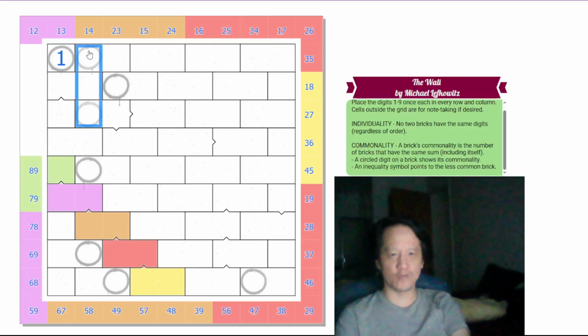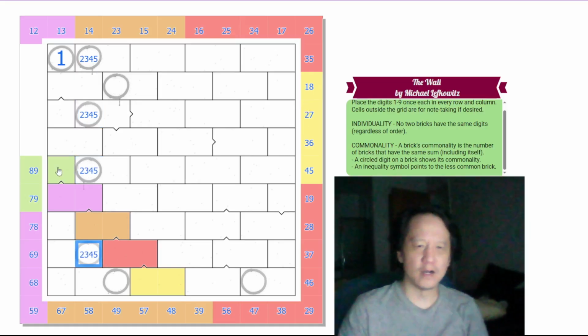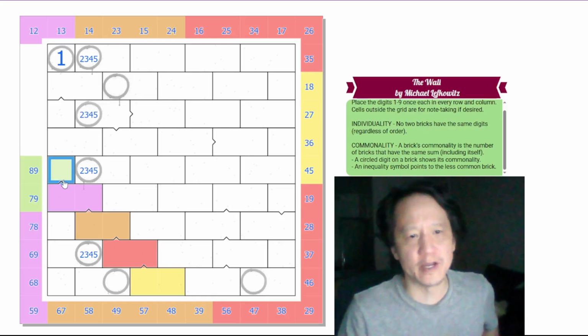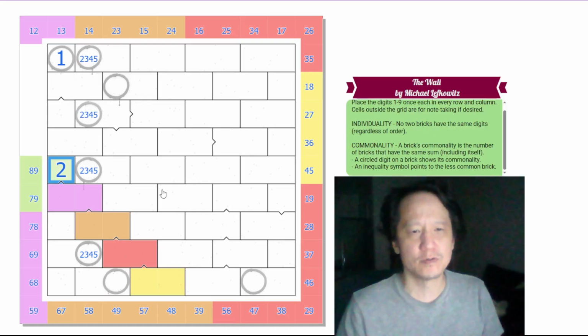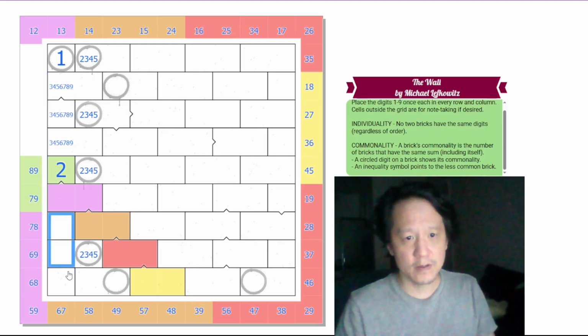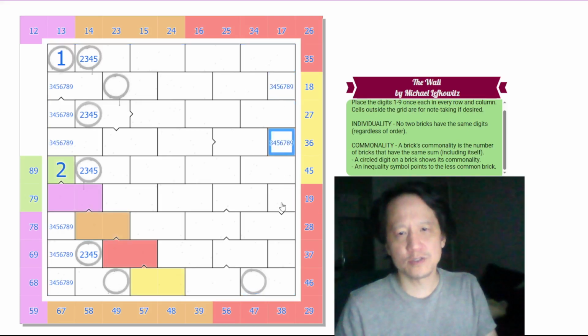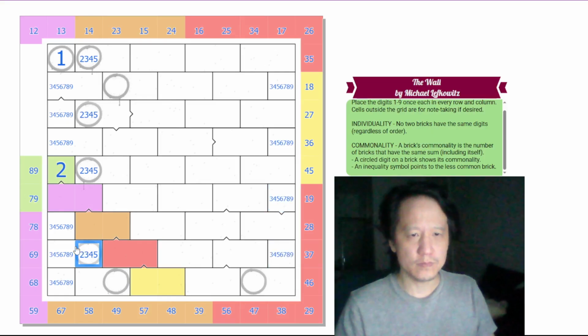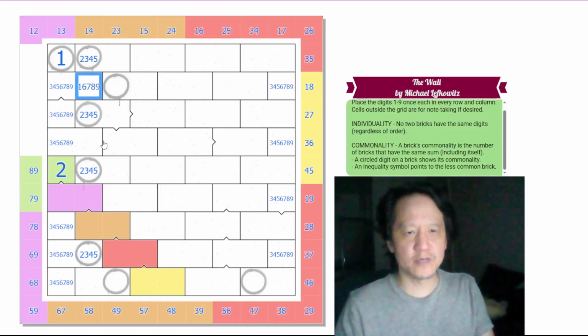It's a 2, 3, 4, 5 triplet. There's only 1 commonality. This is the lowest commonality, and it's a single digit. That must be 2. That leaves this as 3 through 9 in column 1, and in the single digit bricks, 3 through 9. That leaves 1, 6, 7, 8, 9 in column 2.